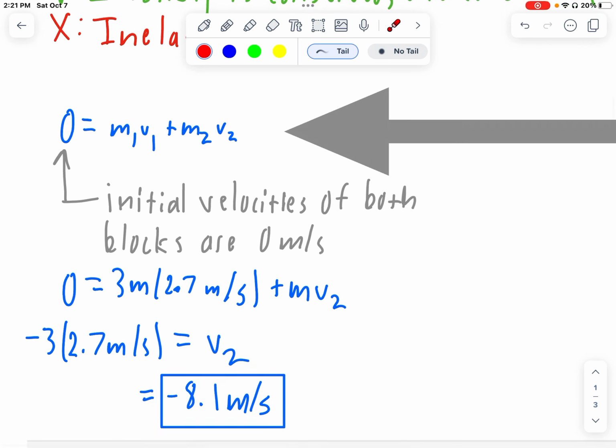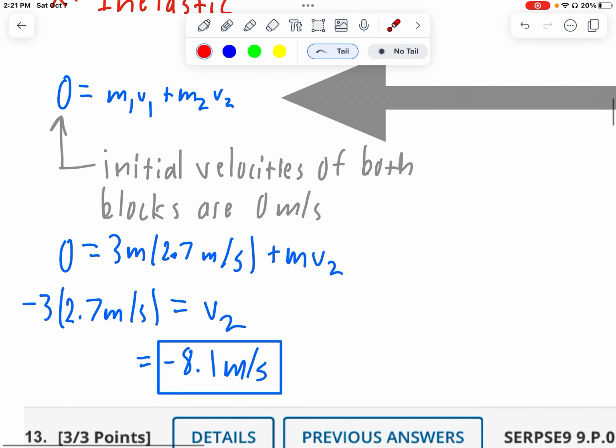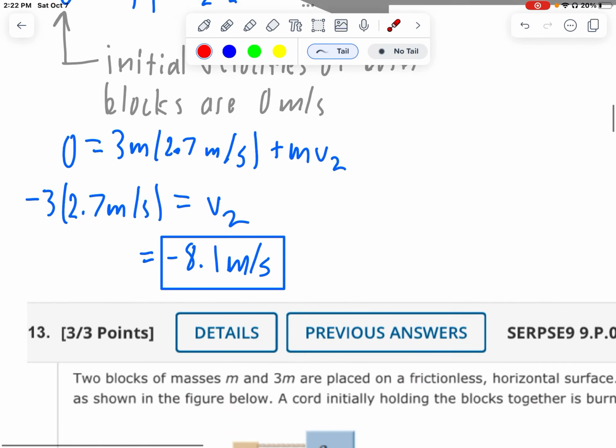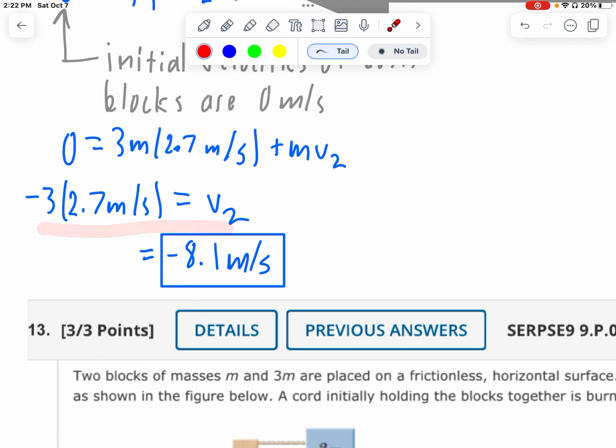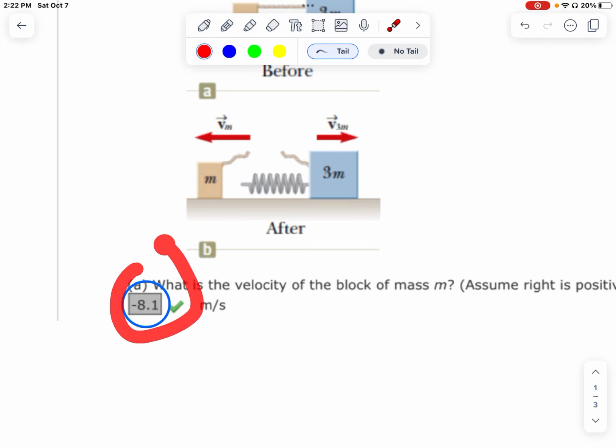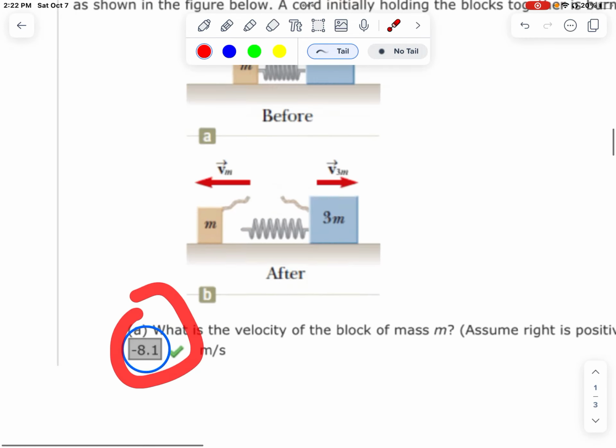So here's that equation I was talking about from the momentum bar graph. 0 equals 3m times 2.7 meters per second plus m, which is not the symbol for mass here but the given m, times the second velocity. We just solve that, and we get negative 8.1 meters per second. I plugged it into the website, everything's good, so moving on to part B.